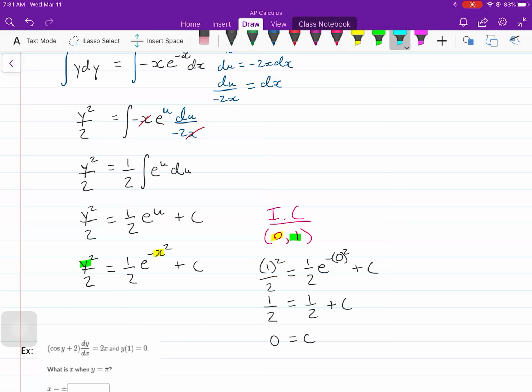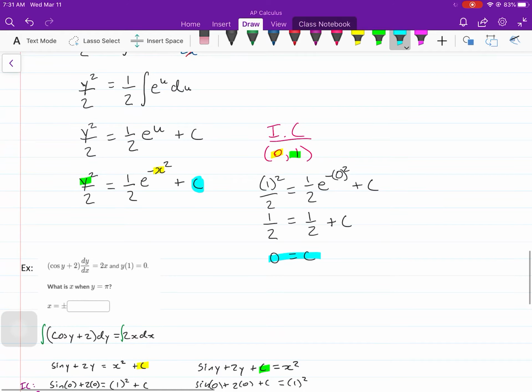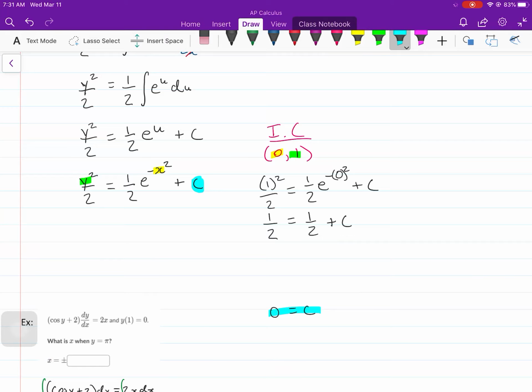So I'm going to take this c equals 0 and substitute it back in for c. So we'll have y squared over 2 equals 1/2 e to the negative x squared plus 0. So I'll just leave that the way it is.